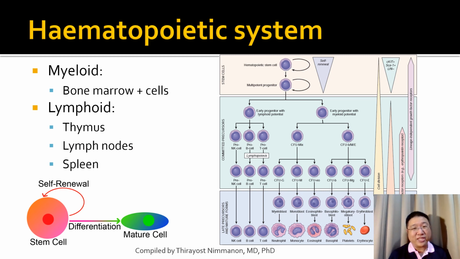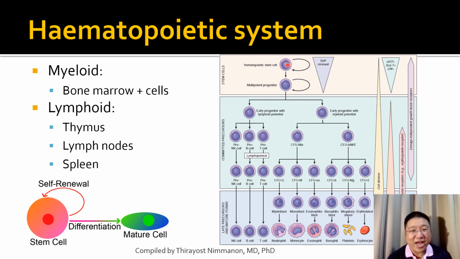The hematopoietic system is divided into the myeloid part and the lymphoid part. The myeloid part includes the bone marrow and the cells within it, whereas the lymphoid part includes the thymus, the lymph nodes, and the spleen. Both the myeloid and lymphoid cells originate from one common hematopoietic stem cell.